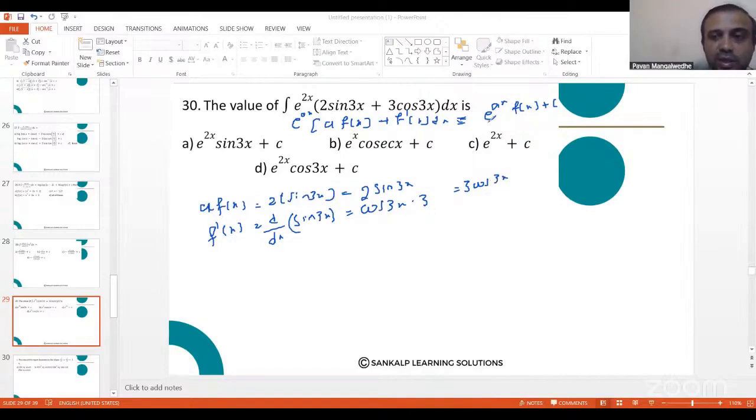Applying the general formula, e raised to ax f of x plus c, we get directly e raised to 2x into sine of 3x plus c. So option A is the correct answer. If you know some generalized formula, you will come to know very easily. Within 4 to 5 steps, you will get the answer.